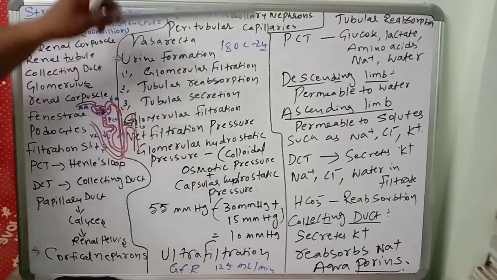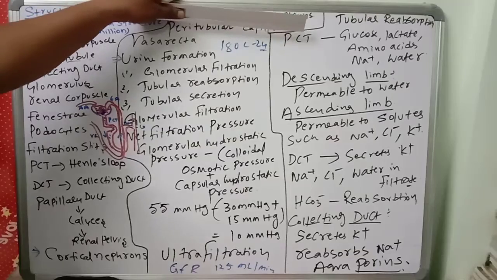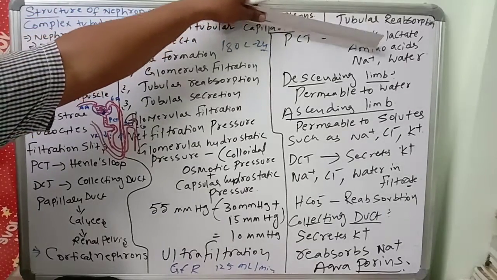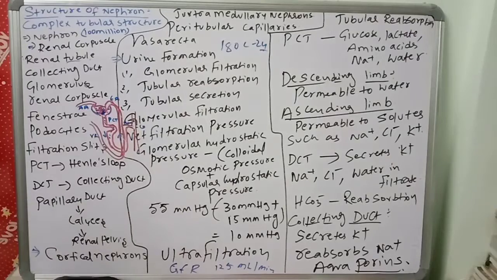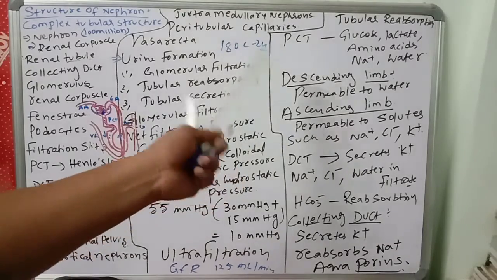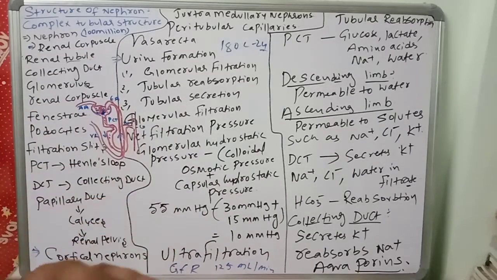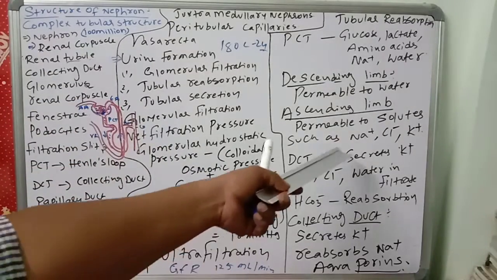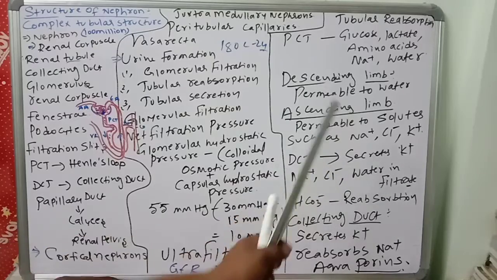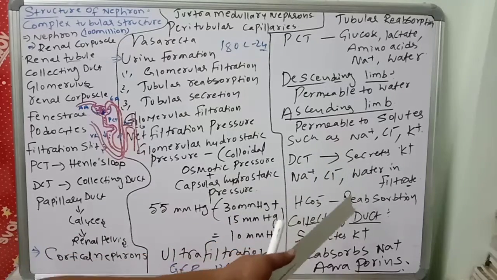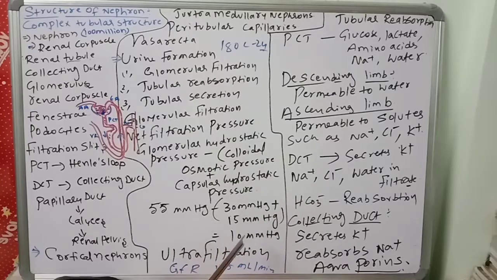Next, tubular reabsorption. The proximal convoluted tubule reabsorbs glucose, lactate, amino acids, sodium, and water. Henle's loop has two limbs, descending and ascending. The descending limb is permeable to water, so the filtrate concentration is higher. The ascending limb is impermeable to water but permeable to solutes such as sodium, chloride, and potassium, so the filtrate is less concentrated. The DCT secretes potassium, sodium, chloride, and water into the filtrate. HCO3 reabsorption is very important; it will decide the pH of blood.